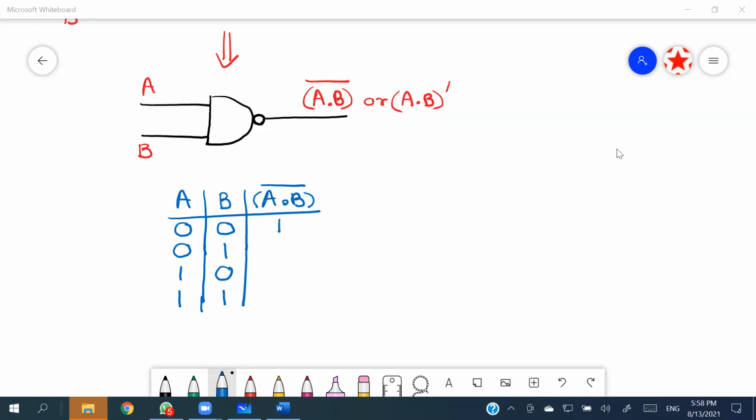So 0 into 0 is 0. Once it is inverted, it gives you 1. 0 into 1, again it is 0. Once it is inverted, it's going to give you a 1. 1 into 0, again it's a 0. Once it is inverted, it's going to give you a 1. 1 into 1 is 1. Once it is inverted, it's going to give you a 0. Right? So this is going to be the truth table for the NAND gate.